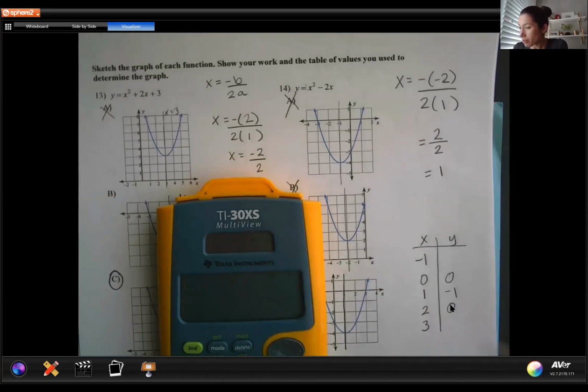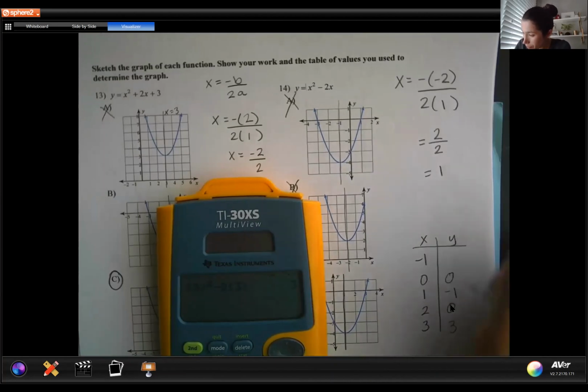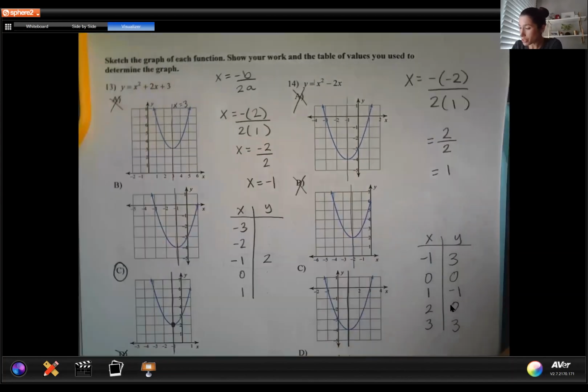And then I could plug in a 3. So let's do 3 squared minus 2 times 3. That would be 3. So the graph that properly matches would be 1, negative 1, so it'd be here. And then you'll also notice that at 0, 0, we have a point, and 2, 0, we have a point, and then 3, 3. And negative 1, 3, we have a point.